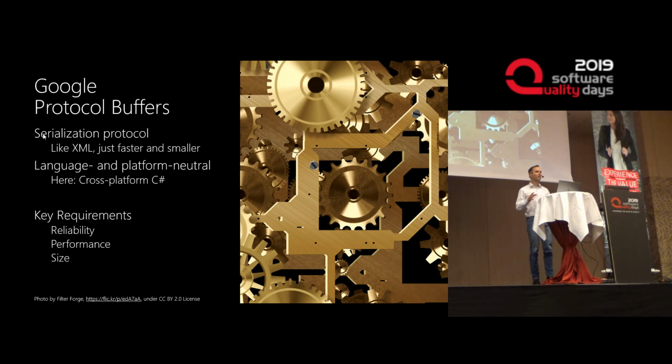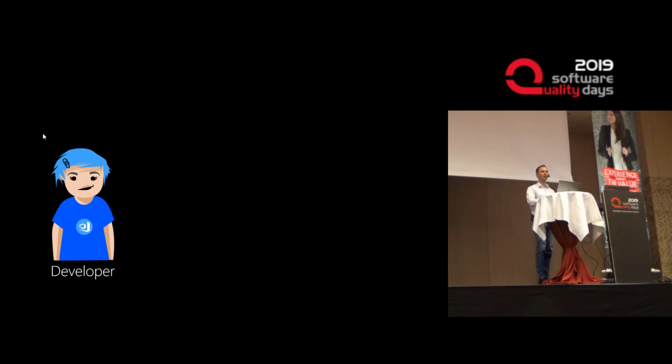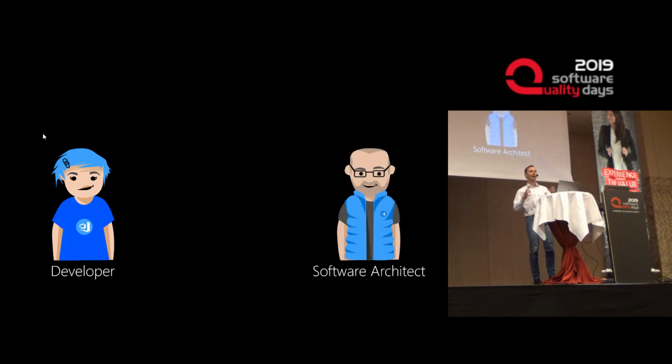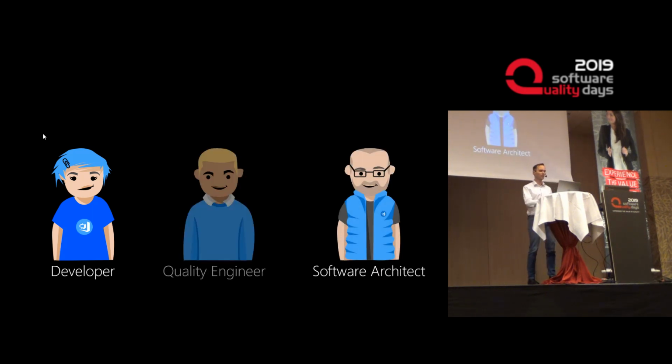So don't expect me to analyze an enterprise UI application here on stage. This is a reusable library which is widely used, and therefore the key requirements that we want to take a look at are reliability, performance and size. We want to take a look at three different angles in this presentation. We want to take a look at how the developer sees static code analysis and code analysis in general, what the software architect is interested in, and we want to take the hat of the quality engineer.